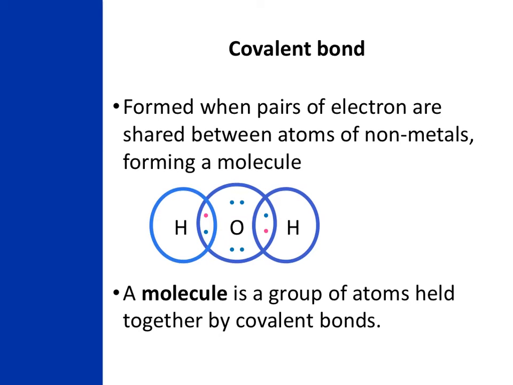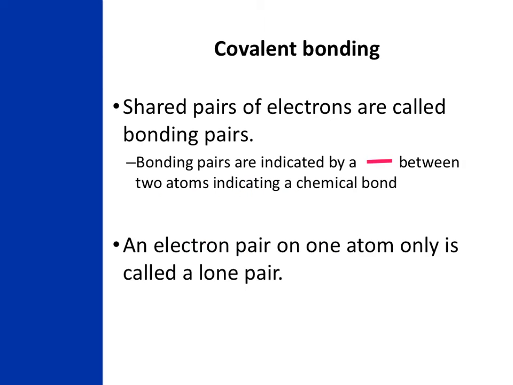When we talk about covalent bonds, we're talking about what forms when two atoms, typically nonmetals, share electrons between themselves. That's going to give them some added stability, and that is what forms a molecule. So let's talk a little bit about terminology when we talk about covalent bonding.